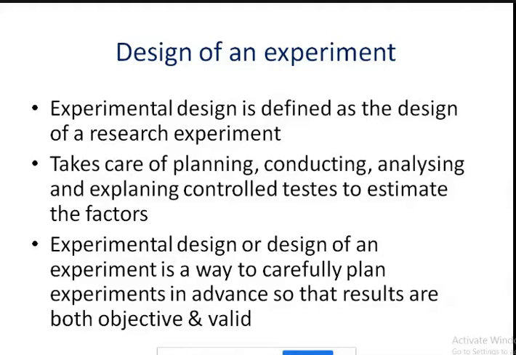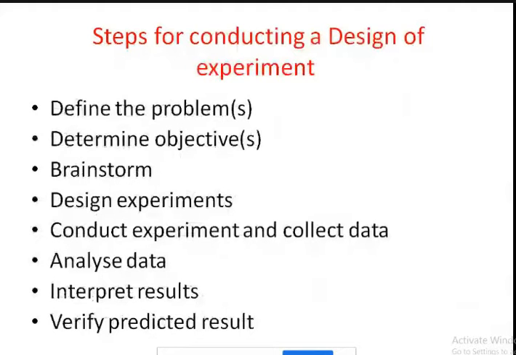These are the steps for conducting a design of experiment. First of all, we have to define the problem. After that, we have to determine the objectives. The objective provides the purpose of investigation, and a clearly defined objective directs the researcher in the right direction. After that, we have to brainstorm the objective.